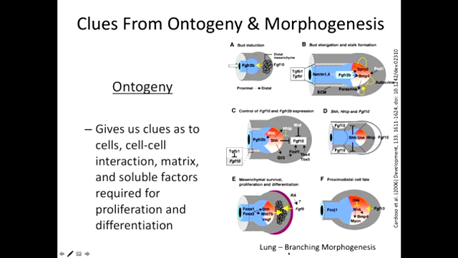And this is an example of branching morphogenesis in the lung, so the formation of the tree-like structure in the lung during development. And we know that there are key interactions between epithelial and mesenchymal stem cells at the bud here during the elongation process, but also during the differentiation of these progenitor cell types into mature mesenchyme and mature epithelial cells. So that's how we get a lot of our information.